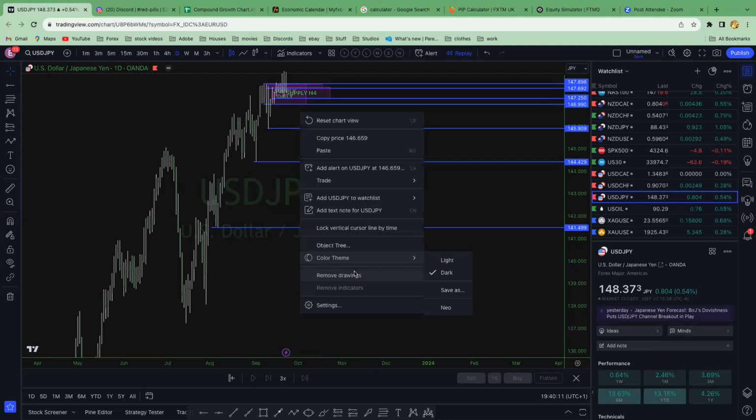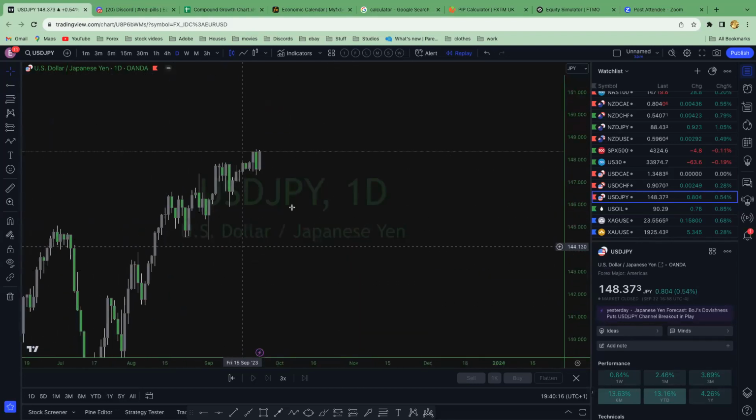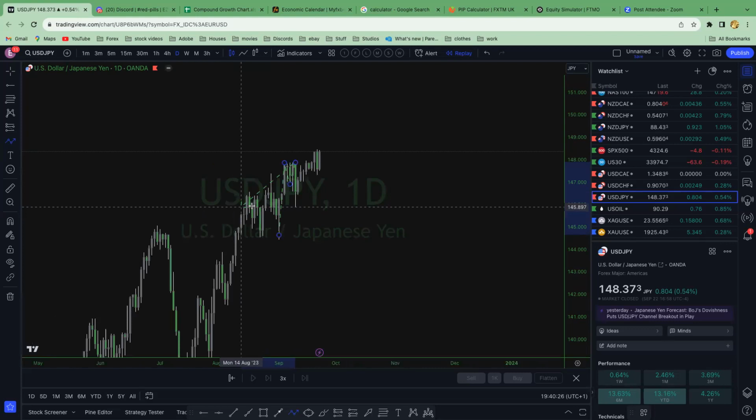Let me just remove all of these. You might as well wait for it to form structure, and structure means that when it breaks these lows, so look, it's gone up, it's gone down, it's gone down, it's gone up. And this is where it went daily bearish. I said I would wait for this to go weekly bearish before even dreaming of selling UJ, because this is crazy right now.